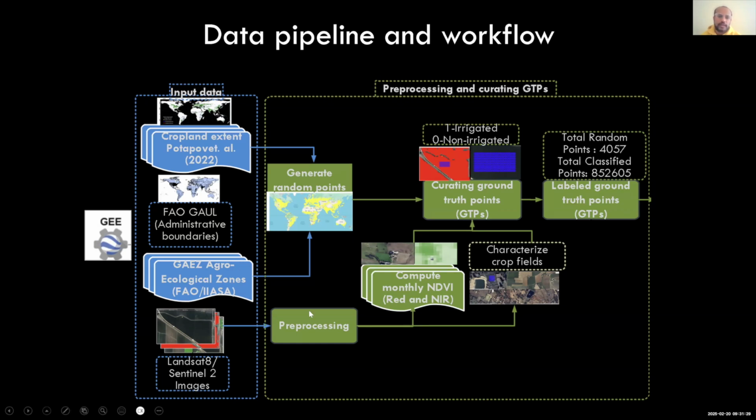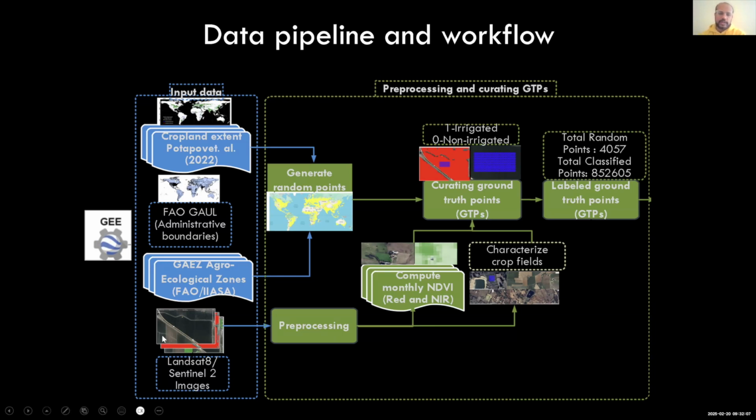Then, using the cropland extent, which tells us whether any pixel is cropland or not, and the global agroecological zones, we clipped or masked the cropland extent with each agroecological zone. Then we generated random points at a specific interval of 5 kilometers, and a total of 4,057 random points were generated. These random points are to be the ground truth points, and we need to curate them and label whether each is irrigated or not.